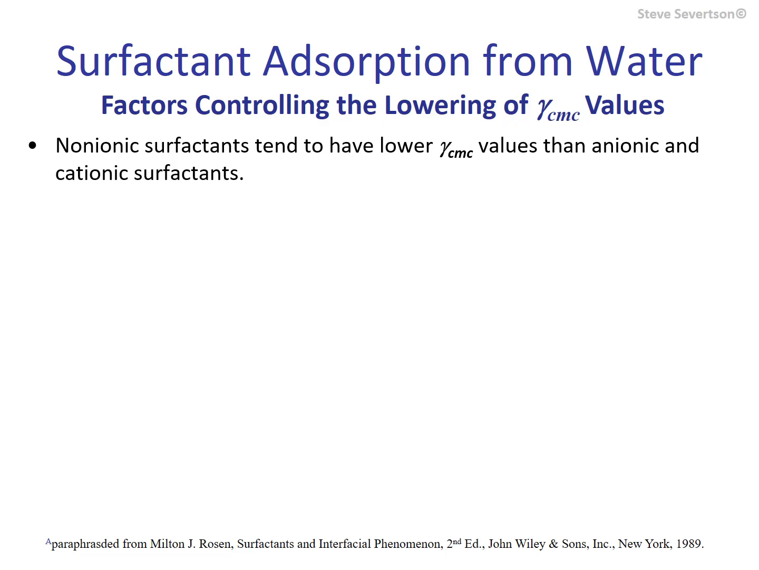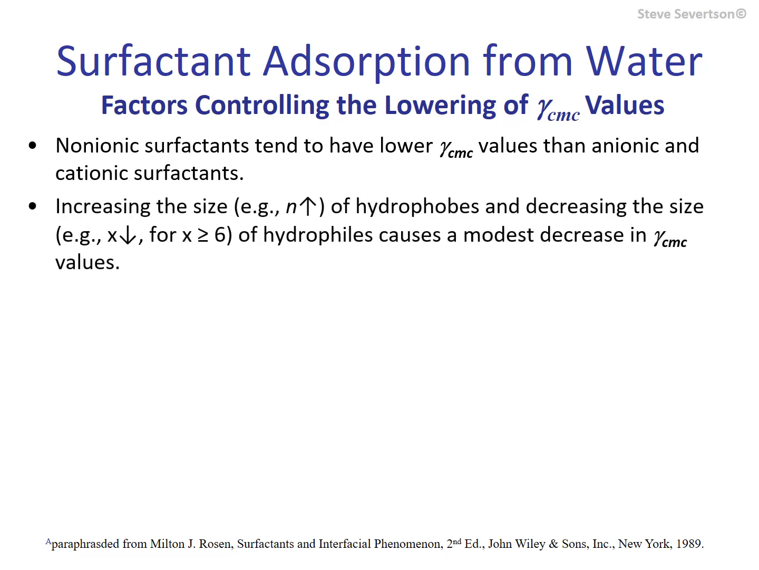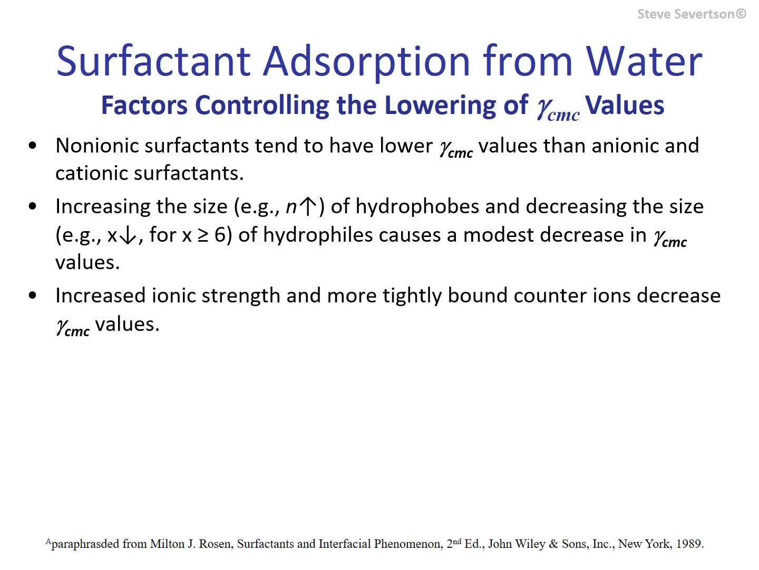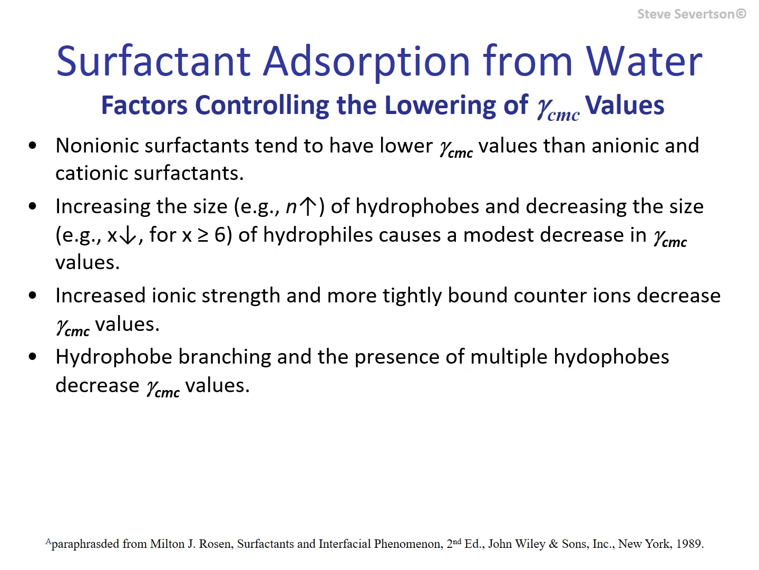Increasing the size of hydrophobes and decreasing the size of hydrophils causes a modest decrease in gamma CMC values. Such changes have little impact on the ratio of CMC to C20 and increase gamma S max values only slightly. Increased ionic strength and more tightly bound counterions decrease gamma CMC values. This is driven by the increase in gamma S max values and the stronger decline in C20 relative to CMC. Hydrophobe branching and the presence of multiple hydrophobes decrease gamma CMC values. This is due to the significant increase in the surfactant CMC.